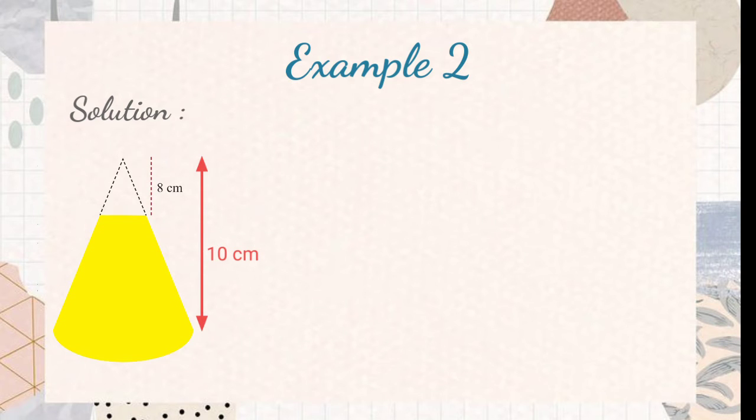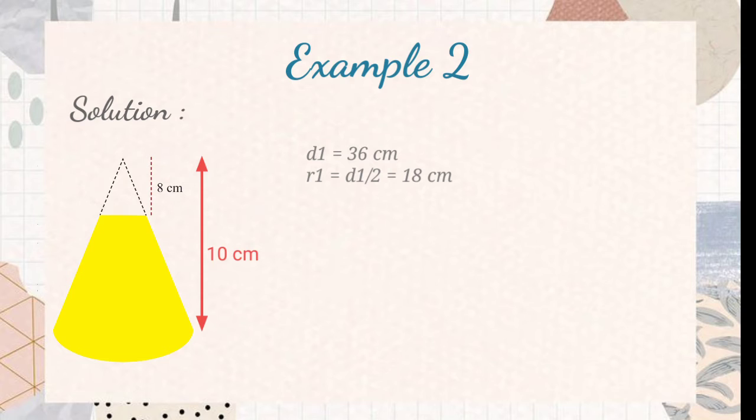Solution. From the question, we get the picture like this. From the picture, there are two cones, namely a large cone and a small cone. We know that the diameter of the large cone is 36 centimeters. Then the radius of the large cone is the diameter divided by 2, or the radius of the large cone, R1, is 18 centimeters.